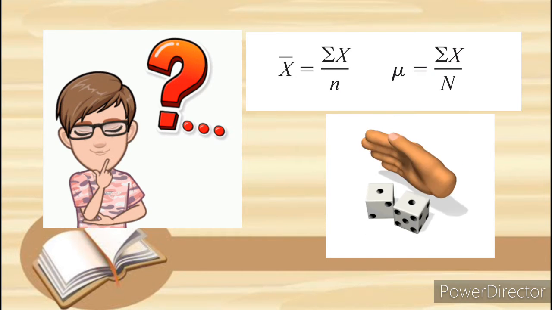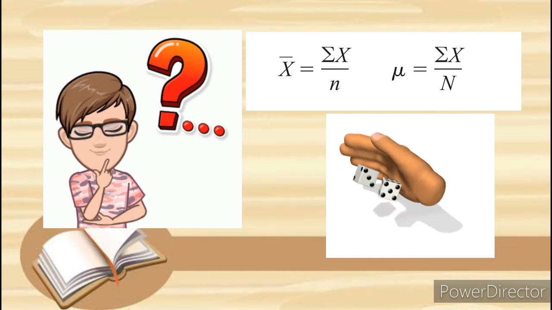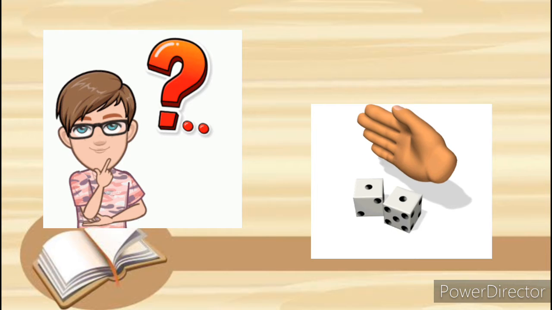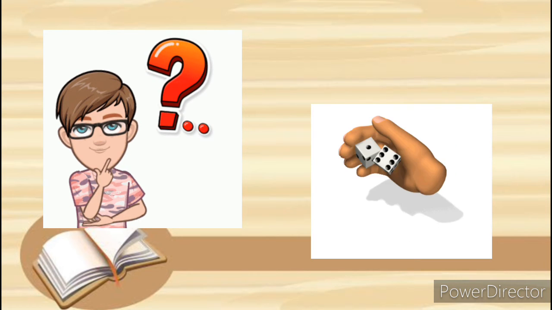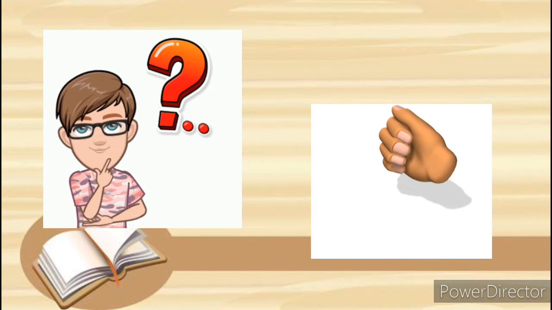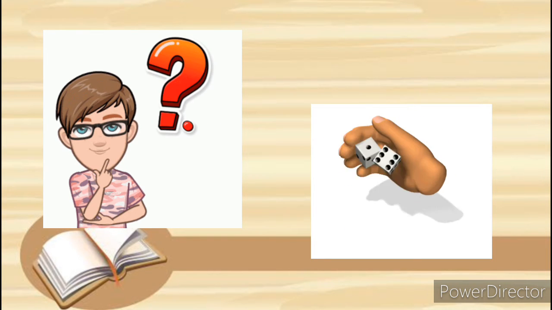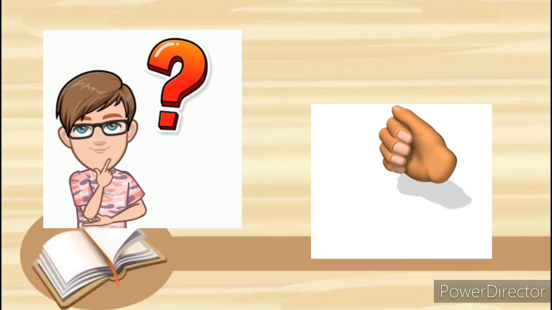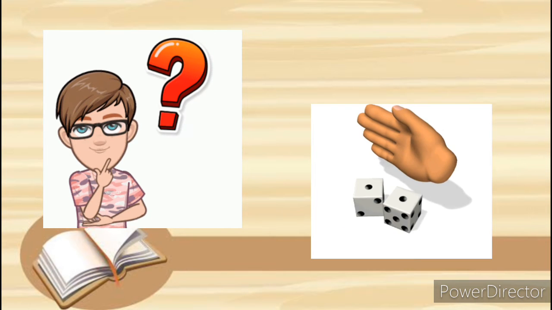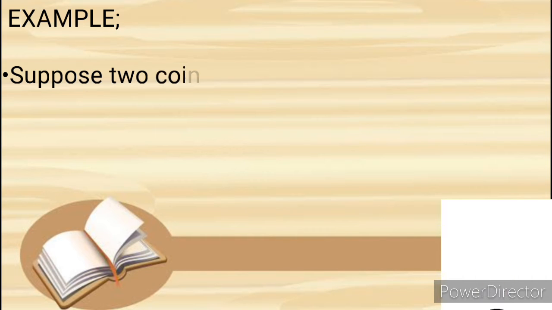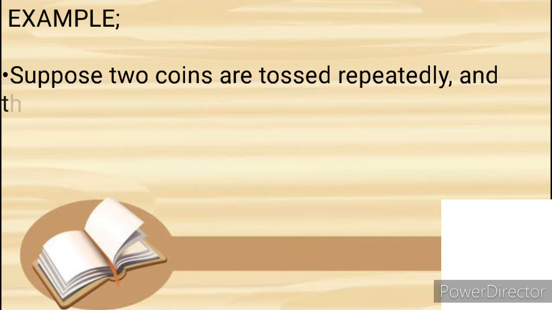Since this is impossible, the previous formula cannot be used because the denominator would be infinity. Hence, a new method of computing the mean is necessary. This method gives the exact theoretical value of the mean as if it were possible to roll the die an infinite number of times. Before the formula is stated, let's have an example to explain the concept.